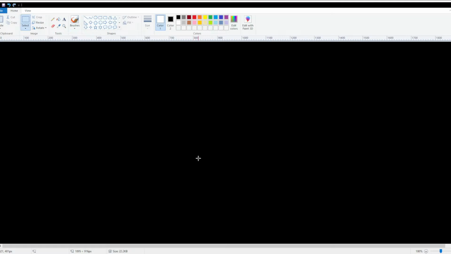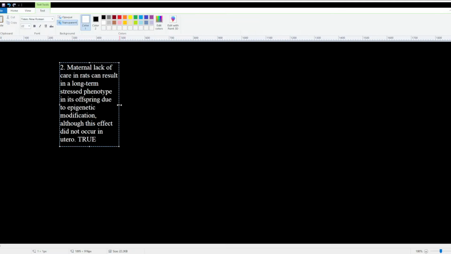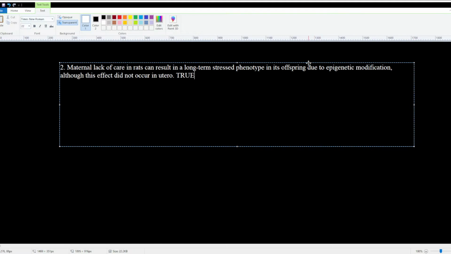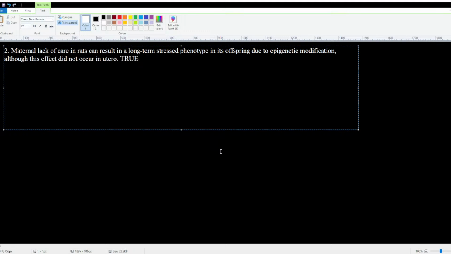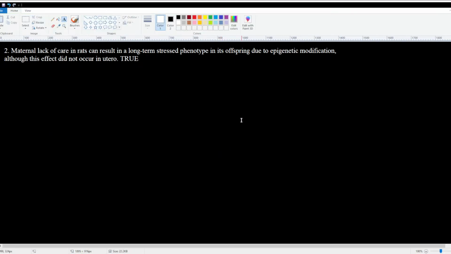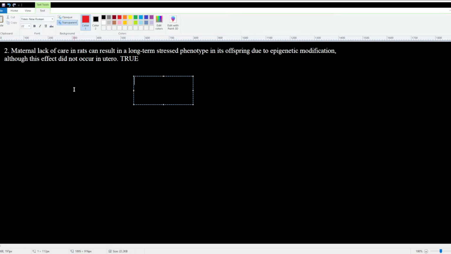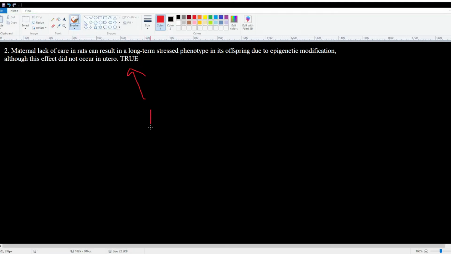All right, moving on. Number two is asking: maternal lack of care in rats can result in a long-term stressed phenotype in its offspring due to epigenetic modification, although this effect did not occur in utero. This is true. Now why is this true? This is one of your number one examples of what it means for there to be an epigenetic modification.